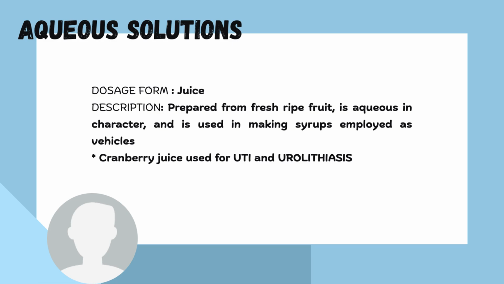So kaning nga type of aqueous solution kay gikan sa natural fruit juices, usually ginagamit siya to add flavor or therapeutic value sa mga syrups or other preparations. Like let's say for example cranberry juice. It is used for treatment or prevention of urinary tract infections or UTI and urolithiasis or the kidney stones because cranberry helps make the urine more acidic, preventing bacterial growth and stone formation. So tip to remember, think of cranberry juice not just a drink but also a medicinal juice used in pharmacy for UTI prevention.